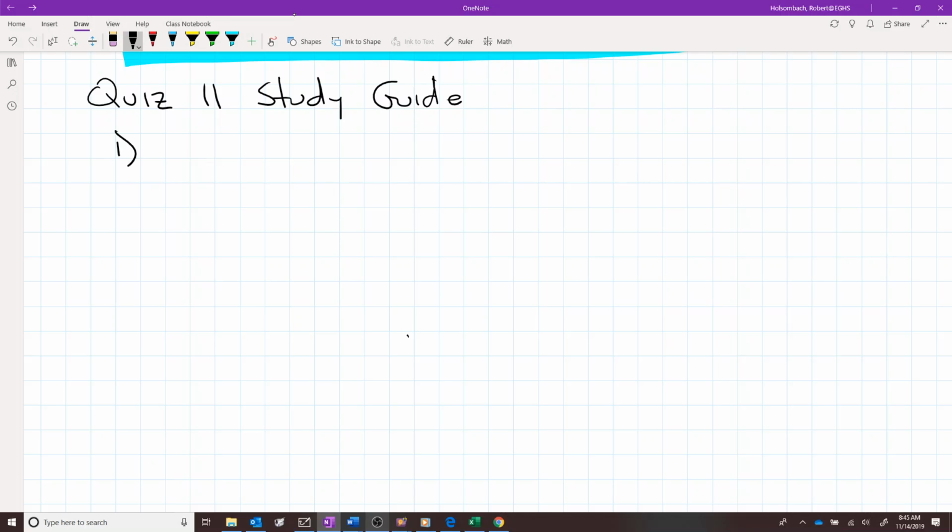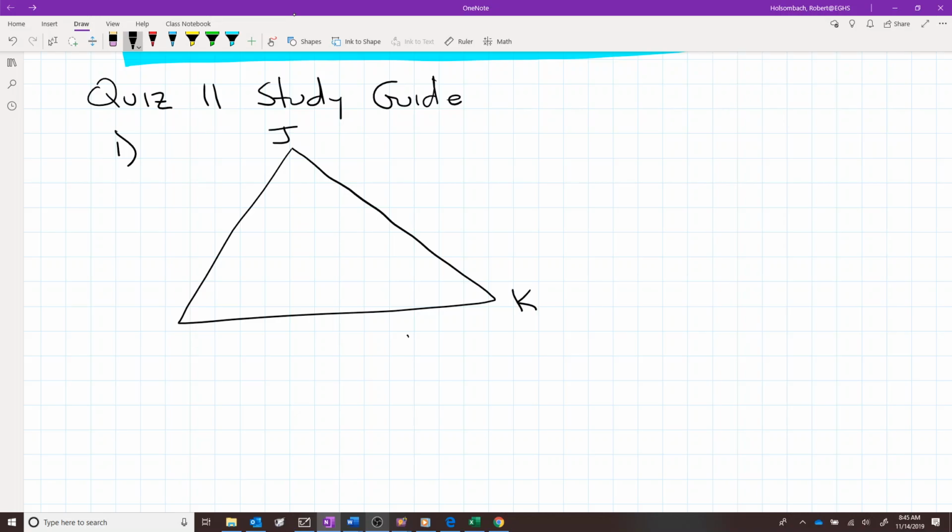Alright, number 1. J, K, and Ray found themselves far apart when they stopped for lunch while working in the field. Here's what you've got to do on this problem. You just draw a triangle and label the vertices of the triangle J, K, and Ray. So you call J the letter J, K the letter K, and Ray the letter R.